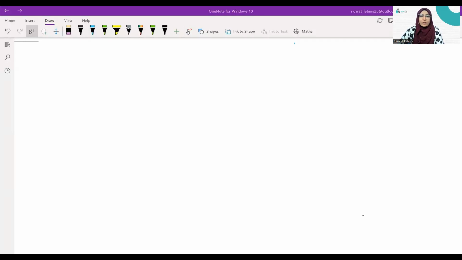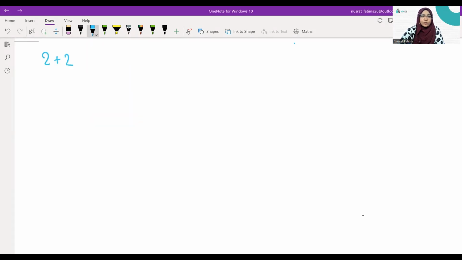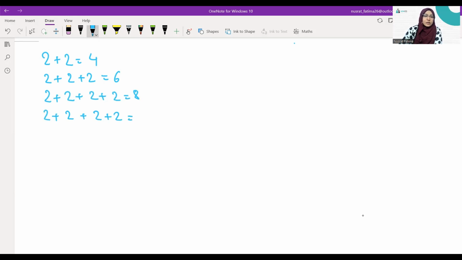As we all know, we keep on adding numbers all the time. Suppose I do 2 plus 2, it gives me 4. Suppose sometimes I need to add 2 three times. 2 plus 2 plus 2 gives me 6. Again, 2 plus 2 plus 2 plus 2, 4 times when I add 2, it gives me 8. Suppose sometimes I need to add 2 five times. So this is going to give me some answer, right?